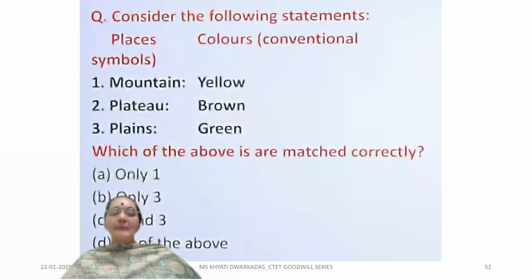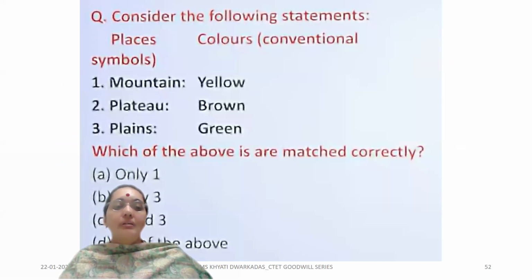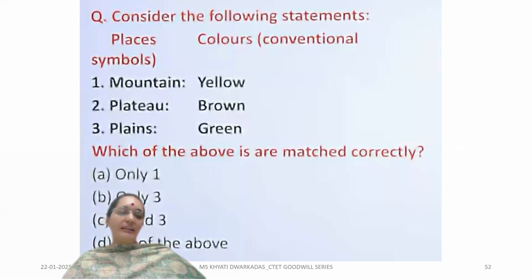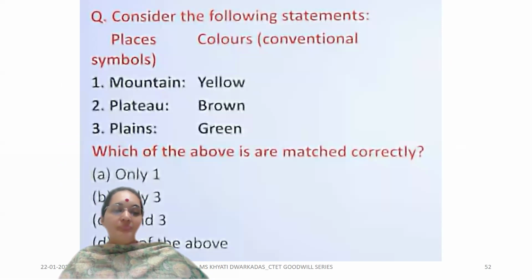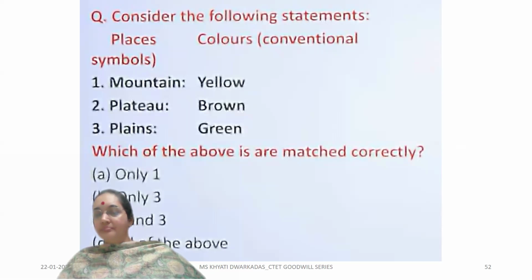Okay, look at this. Observe the 2 columns, the places and the colors. Which of the above are matched correctly? They could be matched correctly: only 1, only 3, both 2 and 3, or all 3 of them.